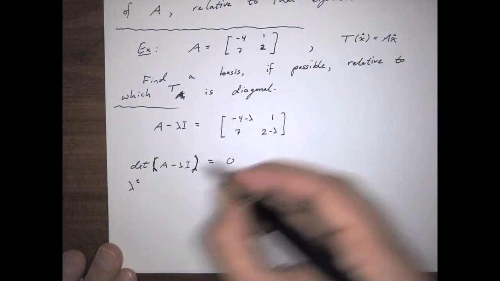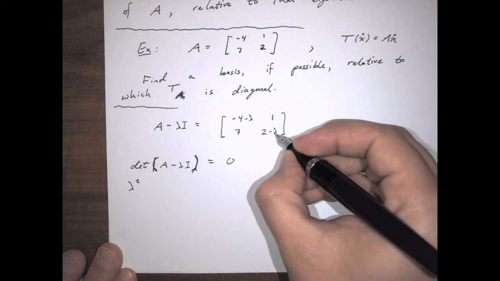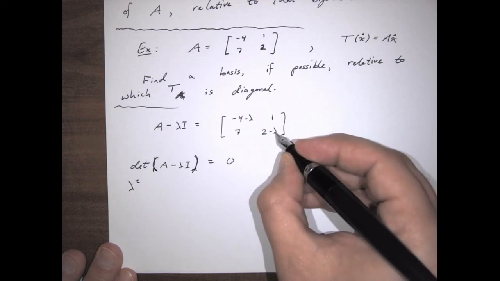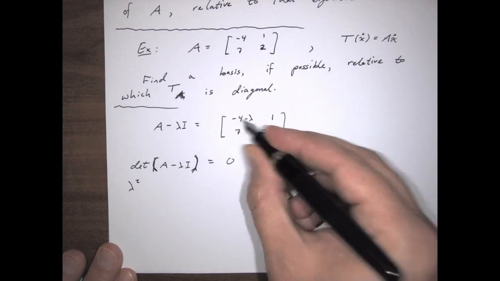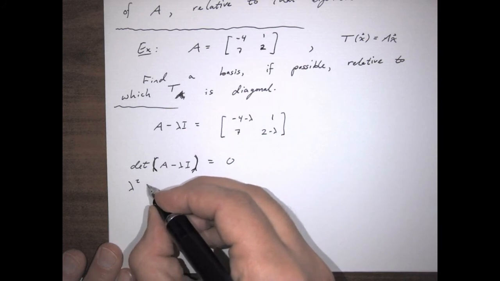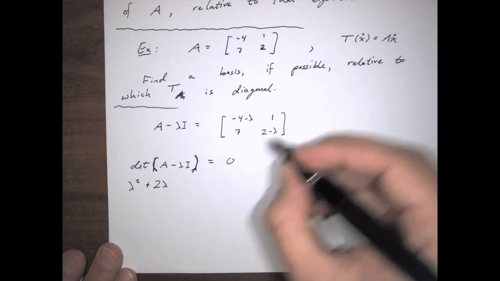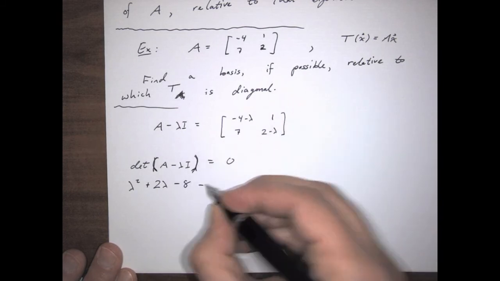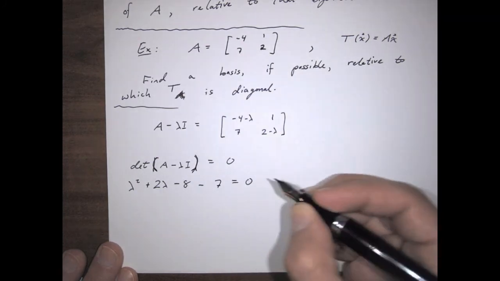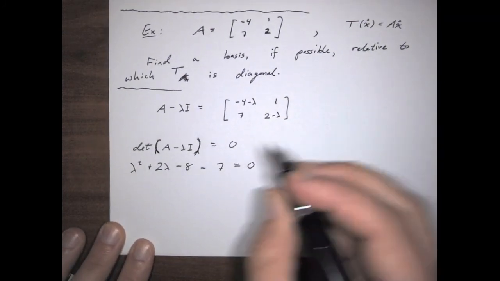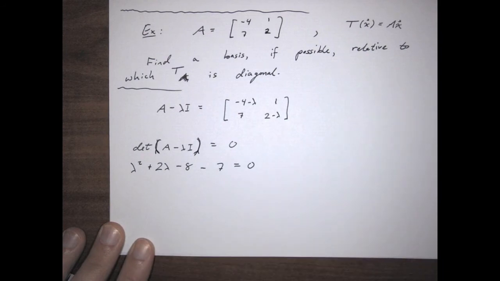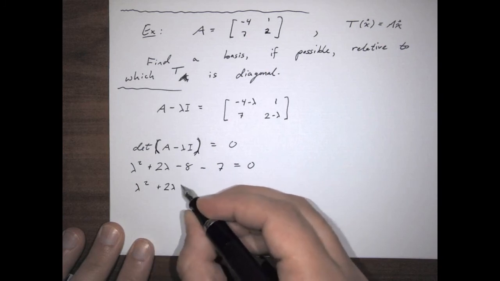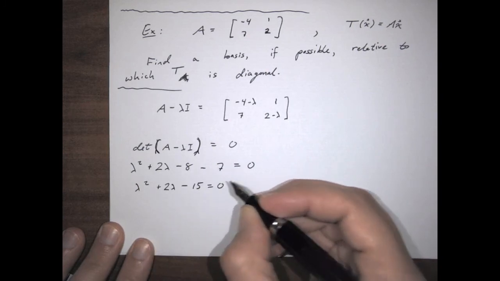So we're going to have a lambda squared. We are going to have positive 4 lambda minus 2 lambda, so it's going to be a total of plus 2 lambda. And then over here, minus 8 subtract 7 equals 0. Now it's going to be lambda squared plus 2 lambda minus 15 equals 0.